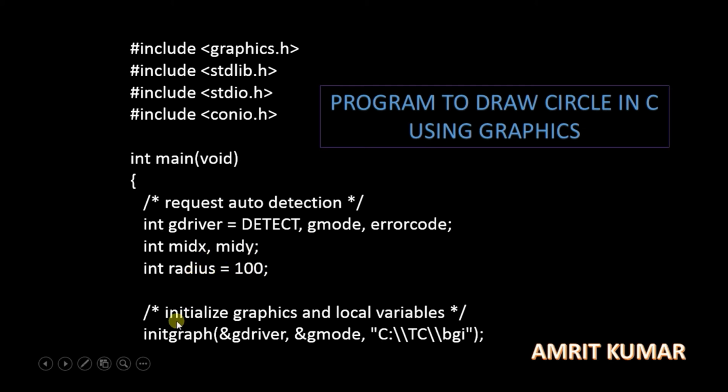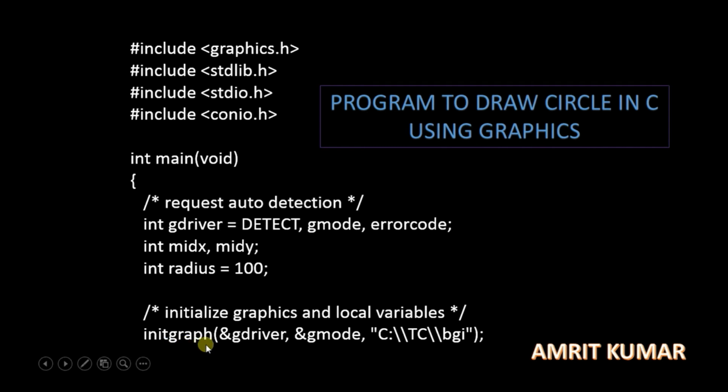After that you can see the initialization of graphics and the local variables. I am initializing the graphics. I told you in the previous video how to initialize graphics in C language. This is the way to do it: you write the initgraph function. The initgraph function helps us to initialize the graphics in C language, and the closegraph function helps us to close the graphics.